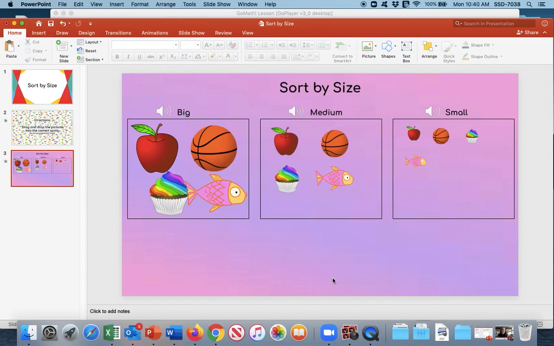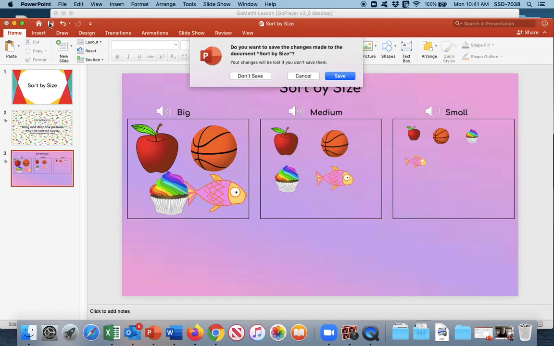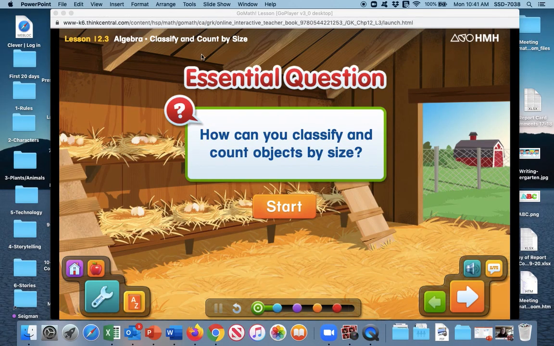So take one last look at our items here in the boxes and repeat after me. These objects are big. These objects are medium size. And these objects are small size. So again, we are sorting by size, big, medium, small. So now we're going to take a look at our friend, and he is going to be introducing classifying and counting objects by size.